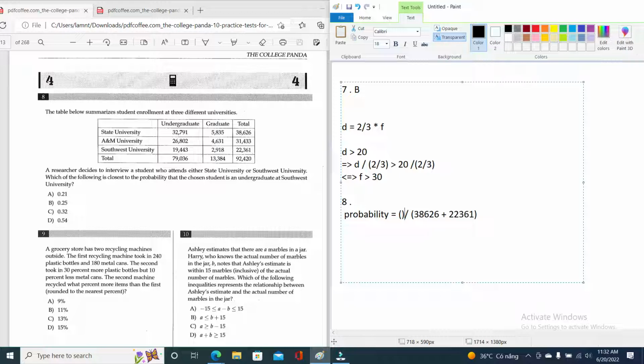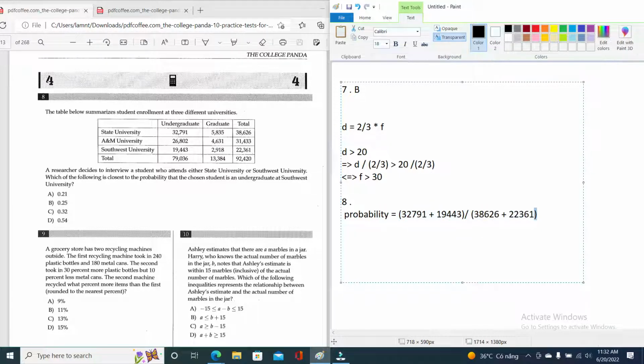So what we ask is that they are an undergraduate. In State University, it is 32,791, and in Southwest University it is 19,443, because they only choose students who attend either State or Southwest University.